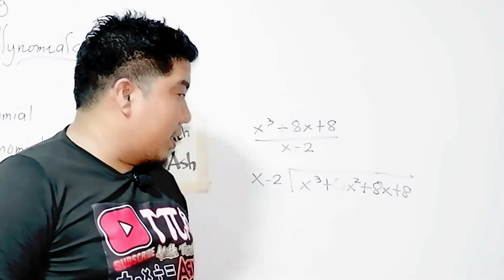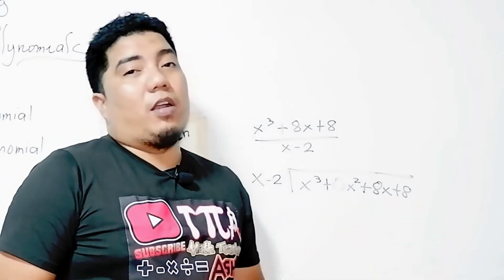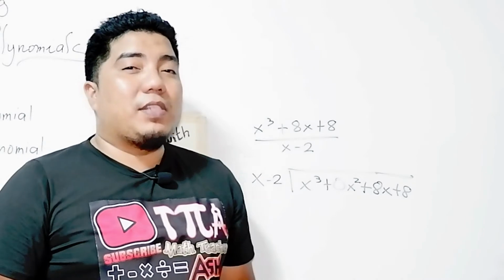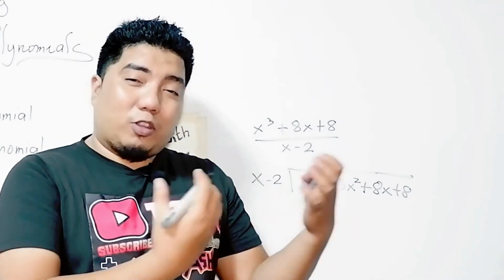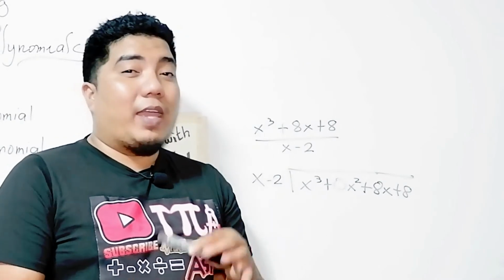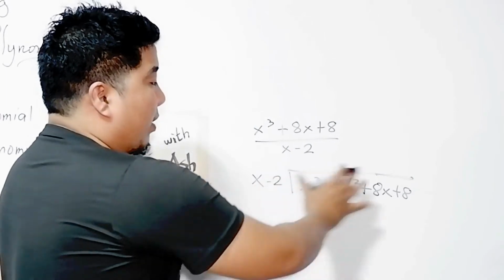Okay, my dear math learners, I hope that is clear to you. Make sure that all of your terms are available. If you don't see it in the given, then you just put a value of 0 with that term so that in dividing, you don't have any mistakes. Okay? So now, what I will do is I will divide this one.